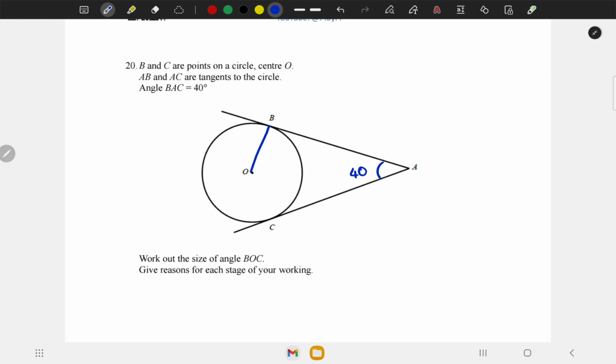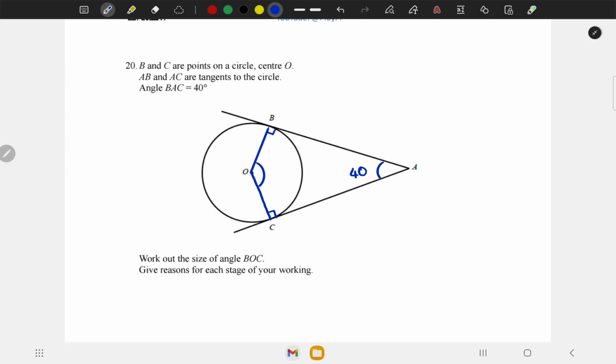So I'm just going to connect what they've asked me to find. They want me to find angle BOC. And they're asking us to give reasons for each stage of our working. Okay, that is the angle we're looking for. This requires me to use circle theorems. You should know that the radius to the tangent meets at a 90-degree angle.